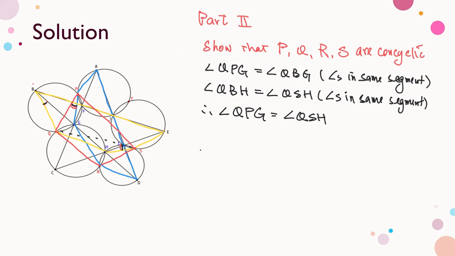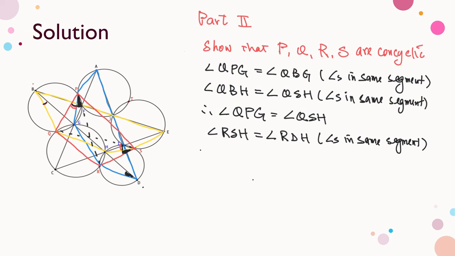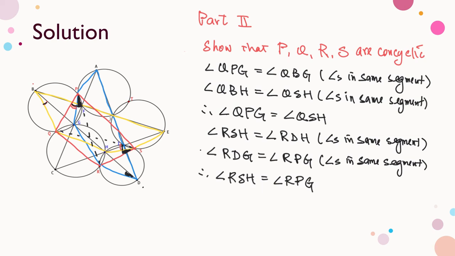In circle DHI, angle RSH equals angle RDH. They are angles in the same segment. Since A, P, G, R, D are concyclic, the blue one, angle RDH, that is angle RDG, equals angle RPG. They are angles in the same segment. That is, angle RSH equals angle RPG. Combining the angles, we have angle QPR equals angle RSQ.